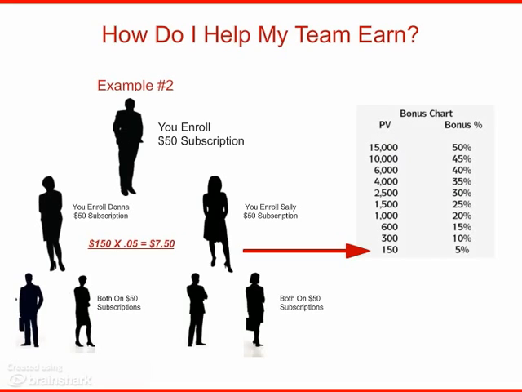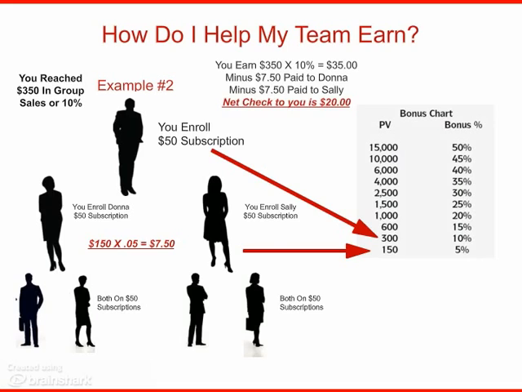Now the volume from both teams accumulates to put you at the 350 PV level or 300 PV level, which is 10%. And so the check to you is calculated by this. You take $350 times 10%, which would be $35, minus $7.50 paid to Donna, minus $7.50 paid to Sally. So the net check to you in this scenario would be $20.